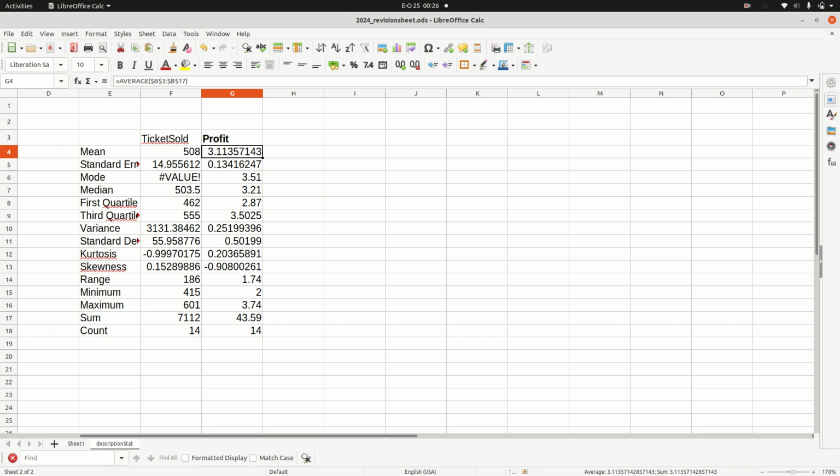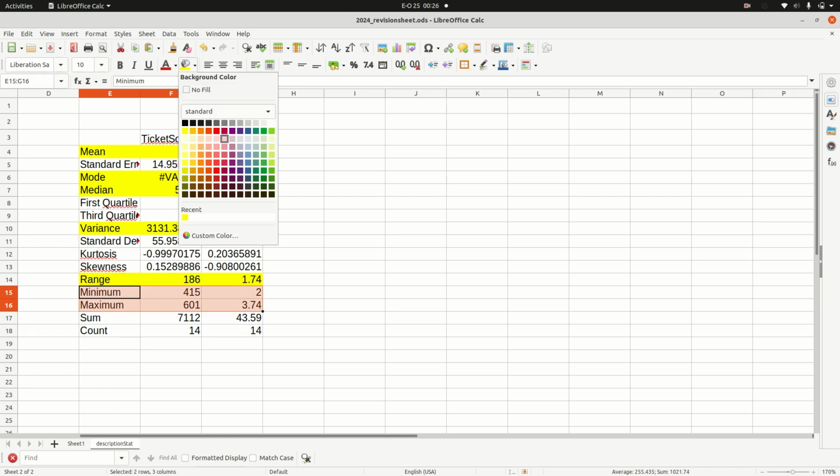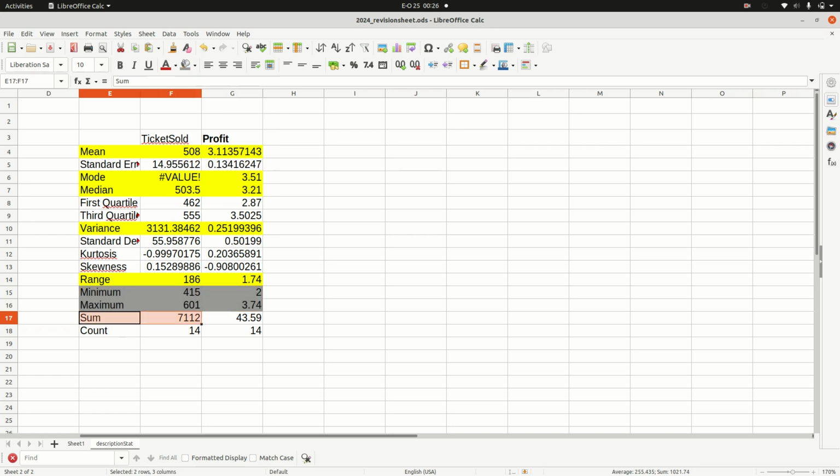Can you talk about the mean? Can you talk about the mode? Can you talk about the median? Can you talk about the variances in the data? Can you talk about the range? There's a difference between the maximum and minimum. Can you talk about the maximum and minimum? What does it say? Can you talk about the sum and the count?